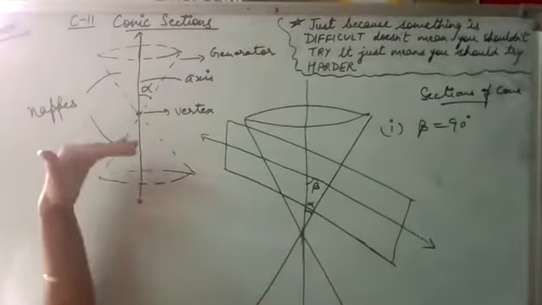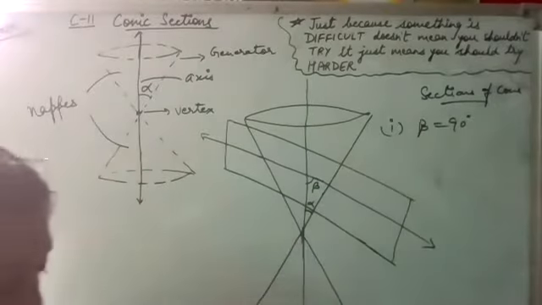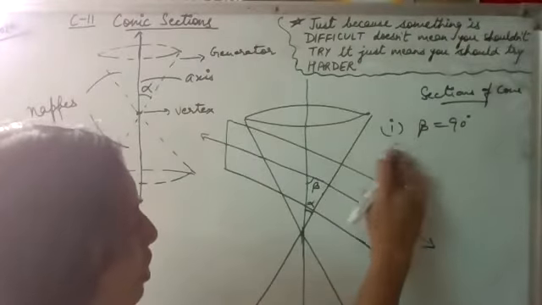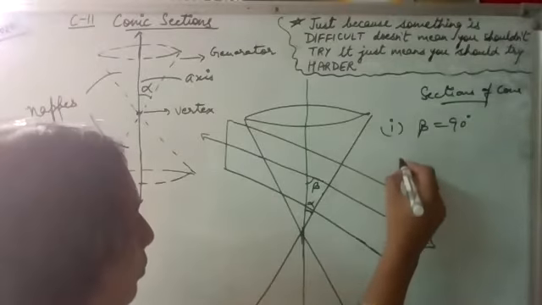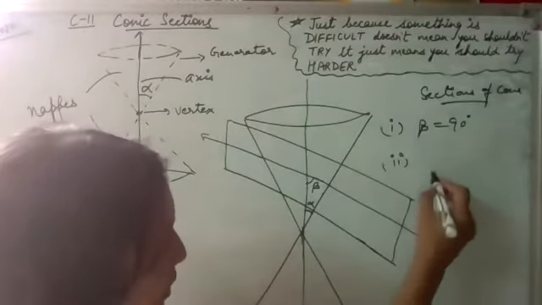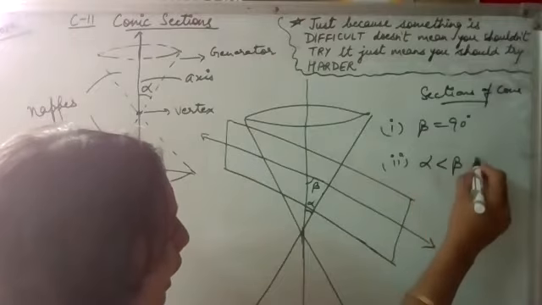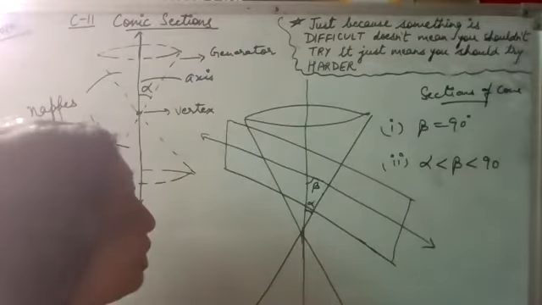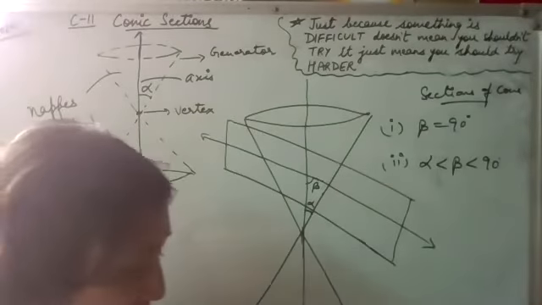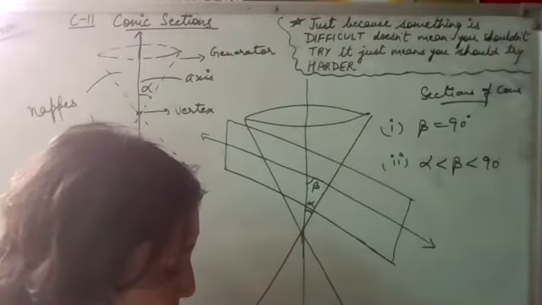That means when the plane surface is intersecting the cone at 90 degrees, let's see what we get. We will just check it. Secondly, when beta is greater than alpha and less than 90, that means it is an acute angle like this. This type of angle we are having. Then what do we get? We will just check that.